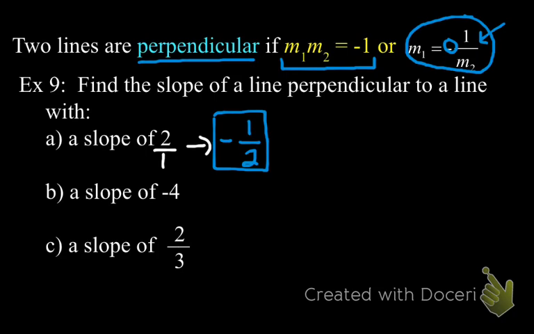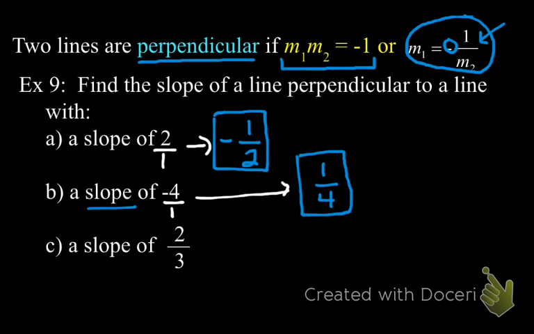For part B, again, we want to think of that negative 4 as negative 4 over 1. So since it's a negative already, we're going to change the sign, and ours is going to be a positive. And then we're going to take the reciprocal, so the 1 will go up on the top, and the 4 will go on the bottom. And that is going to be the slope of a line that is perpendicular to the line with a slope of negative 4. Then the last one is already in fraction form, 2/3.